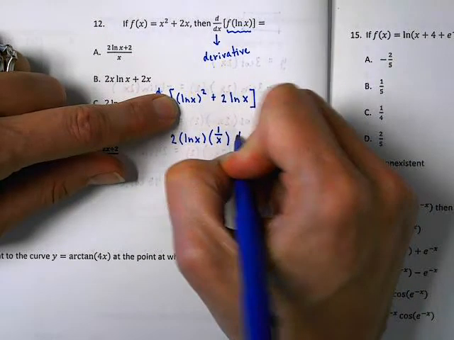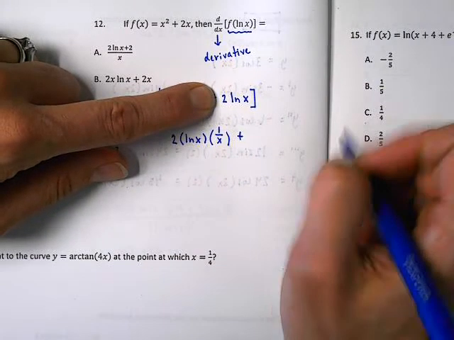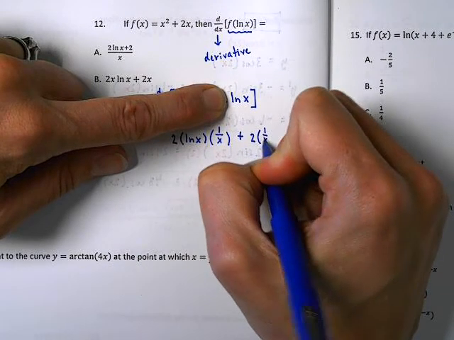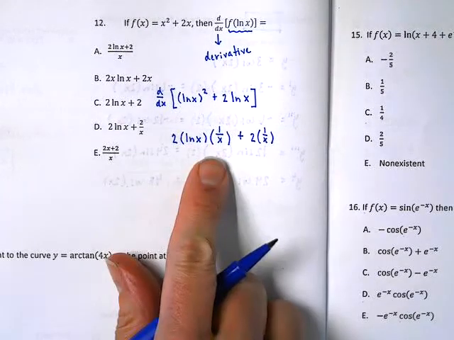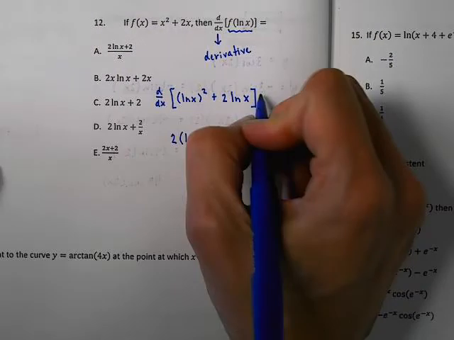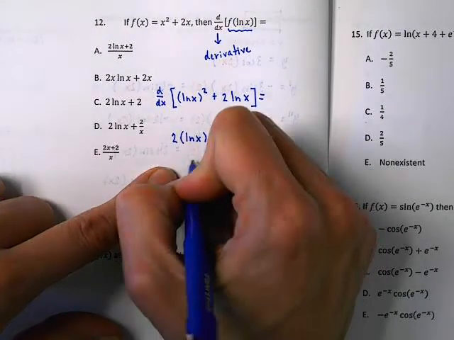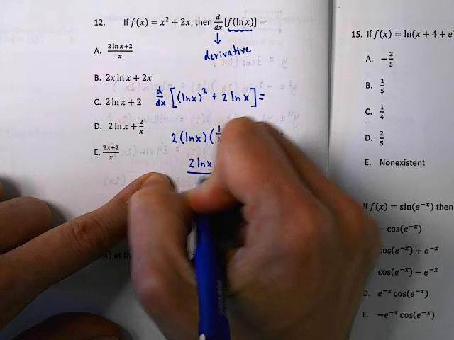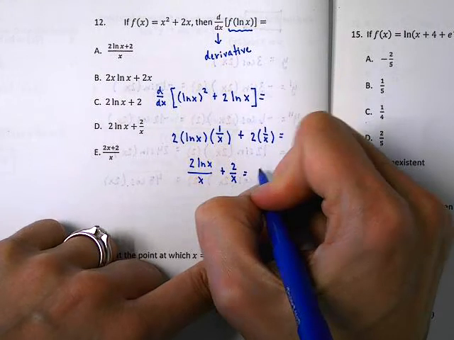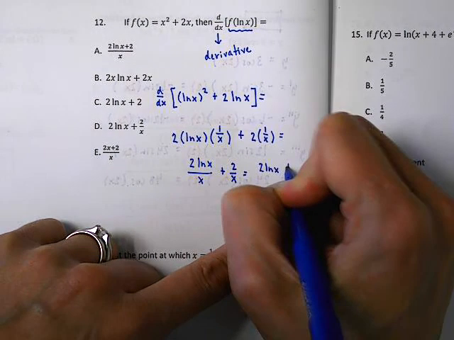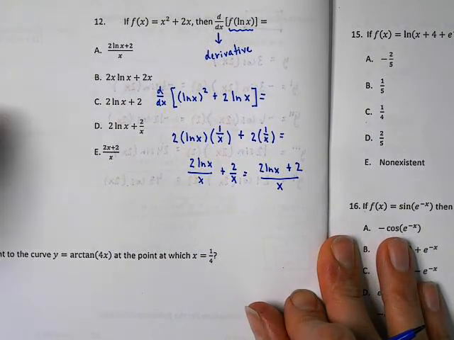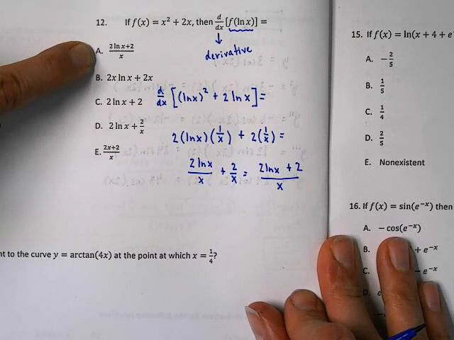Now, for my second term, I just have 2 times the natural log of x, so I have 2 times the derivative of natural log of x, which is 1 over x. Now, obviously, this as is doesn't look like any of my choices, so we have to do a little simplifying. I've got 2 times the natural log of x over x plus 2 over x. So it looks like 2 times the natural log of x plus 2 all over x. And if I'm lucky, it looks like A is going to be our answer.